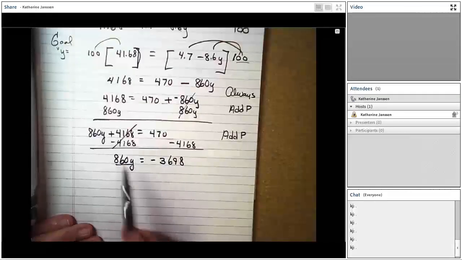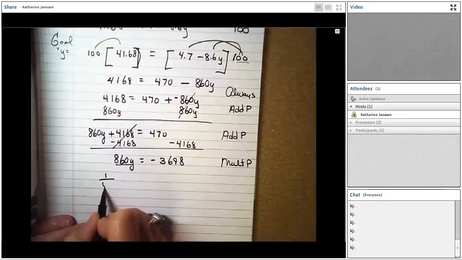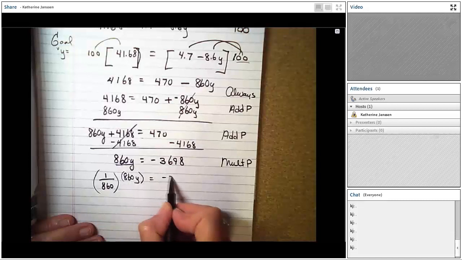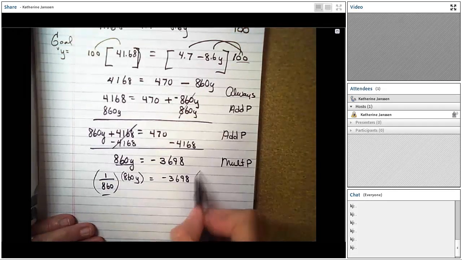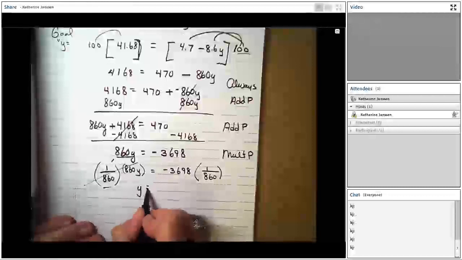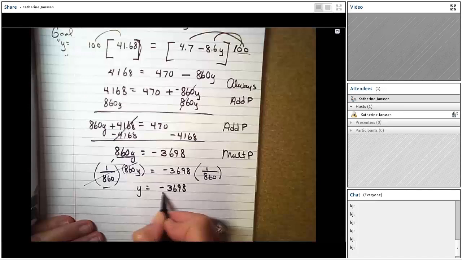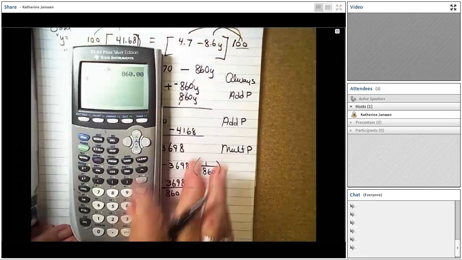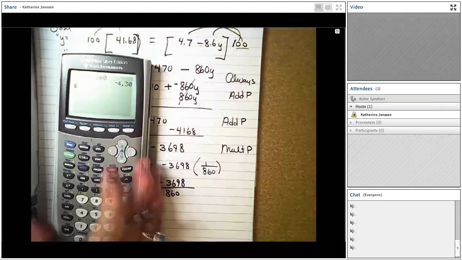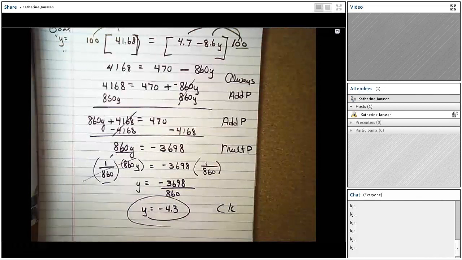I have my y term isolated finally, but it's 860 times y, so we're going to use the multiplication principle. Multiply by the reciprocal. The reciprocal of 860 is, flip it and keep the sign. If I multiply this side by some value, I have to multiply this side by the same value. A number times its reciprocal goes to 1. 1 times y is y equals, getting very close. Tidying up this side of the equation, I'll have a negative 3,698 divided by 860. Negative 3,698 divided by 860 is a negative 4.3. And you can check by substituting back into the original equation and solving.